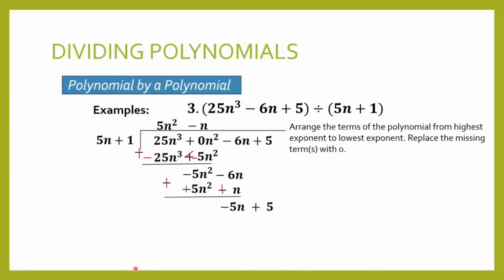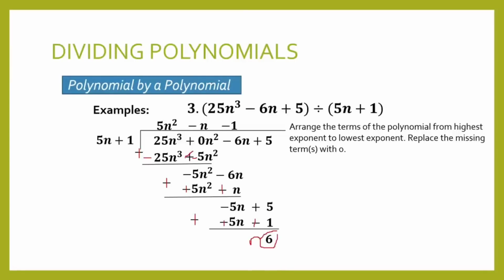So again, we divide. Negative 5n divided by 5n is equal to negative 1. So negative 1 times 5n is equal to negative 5n. Negative 1 times 1 is equal to negative 1. We subtract. So this will be addition. This will be positive. This will be positive. So the result is positive 6. This is now our remainder.